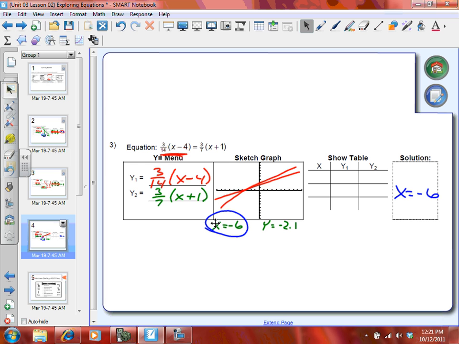If we look in our table, right next to that -6, guess what you're going to see next to the -6? -2.1 and -2.1. So if we want to find the solution in our table, we're going to have to look for where the 2 y values are exactly the same number. That's what we're looking for in the table. Where are the 2 y values exactly the same thing?